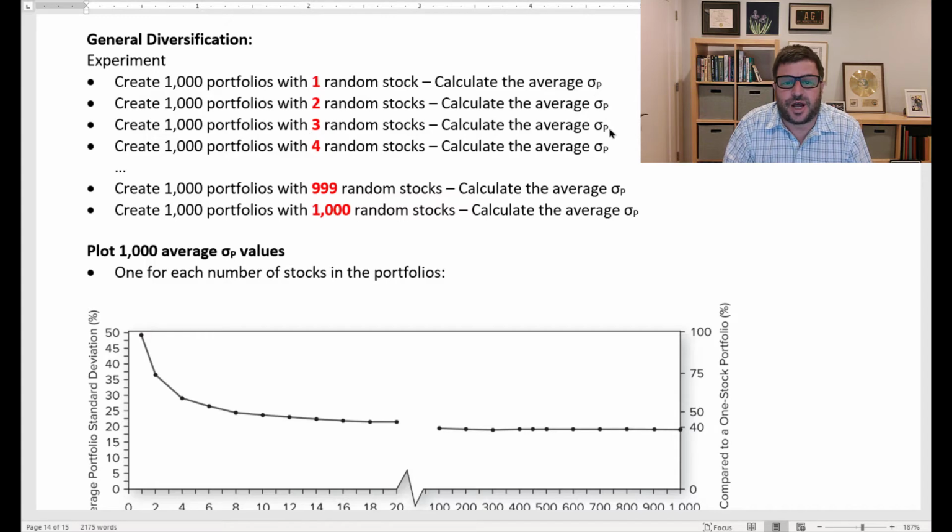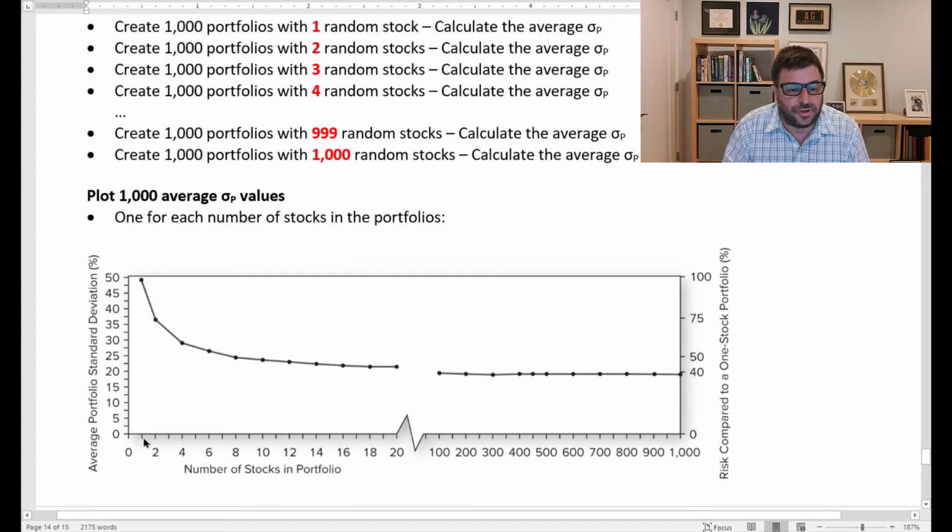They did this for 3 stocks, 4 stocks, and so on, until they ended up with 99 stocks in a portfolio and then 1,000 stocks in a portfolio. So they had 1,000 different average standard deviations for portfolios with 1 stock, 2 stocks, and so on. Then they plotted them, one for each number of stocks in the portfolio, and here are the results. When you had 1 stock in the portfolio, the average standard deviation was 50%.